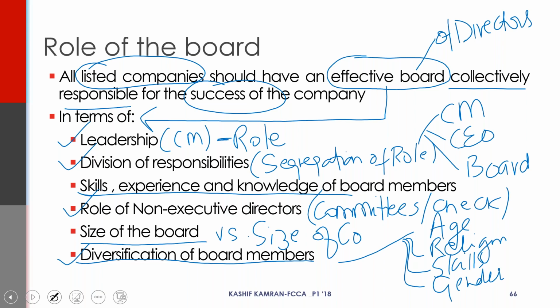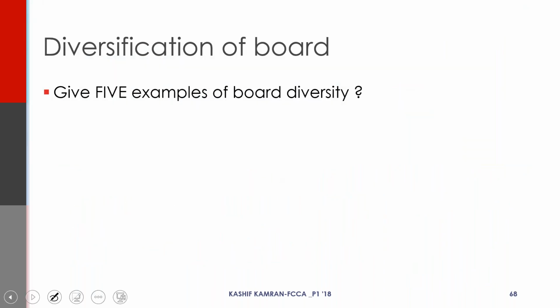Okay, welcome back from the break. We were discussing the role of the board, and let's continue with that exercise. The next thing we need to discuss in terms of the session exercise: give 5 examples of board diversity. We just came across that, right? That the board should be diversified, and the board should be diversified in many things.